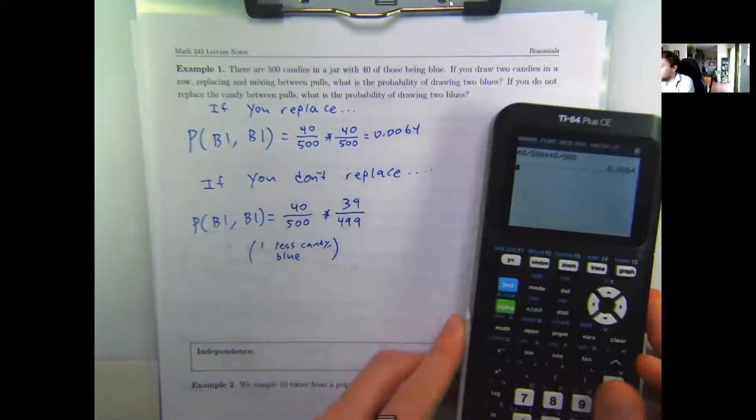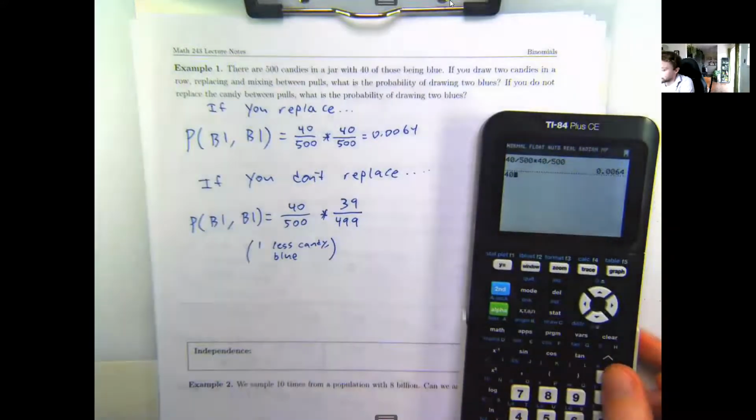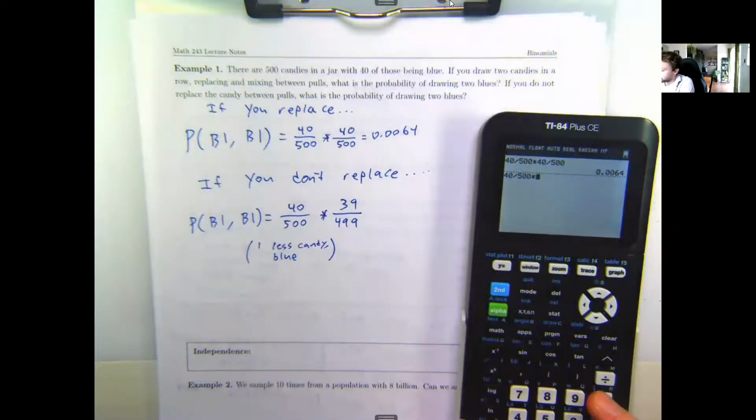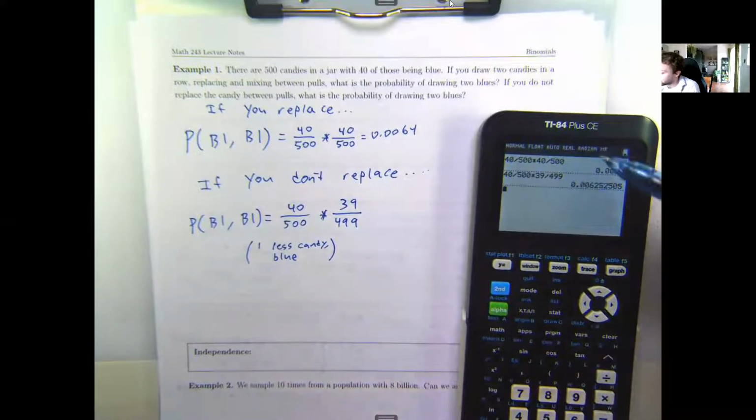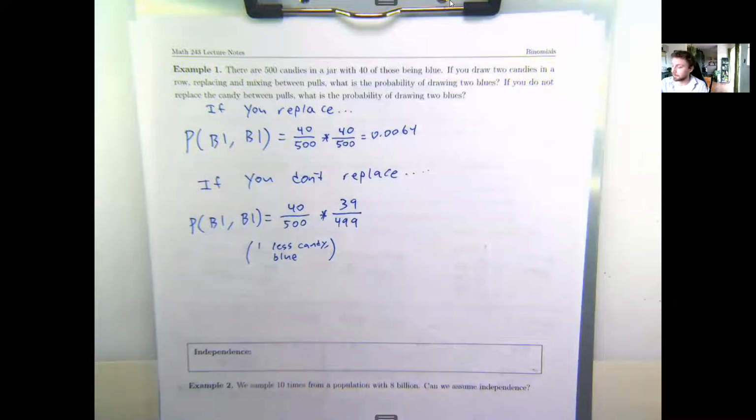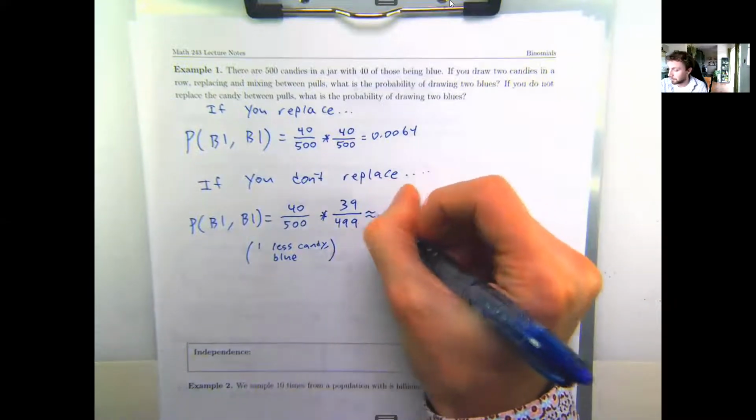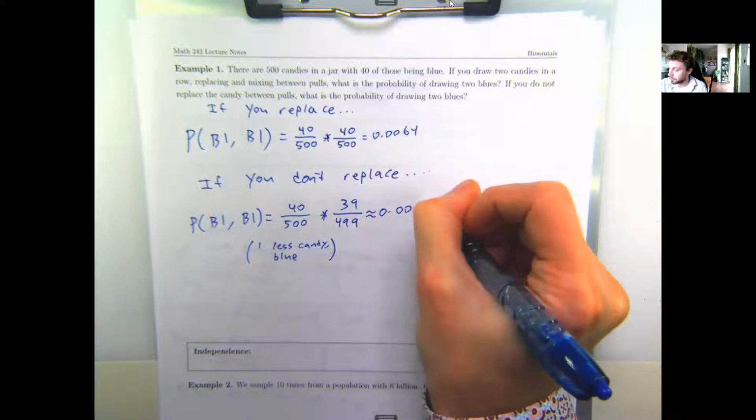I have to be a little bit more careful with typing this into a calculator. 40 out of 500 times 39 out of 499. But when I do so, I get 0.00625, or approximately 0.0063.